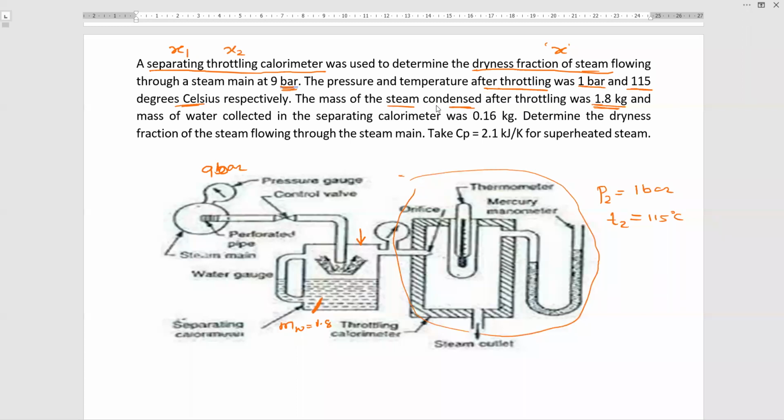That value is given. Clearly it is given: this is the mass of steam, 1.8 kg. But he has given one more line. Next line, what has he given? Mass of water collected in the separating calorimeter. In that case, it is 0.16. So this value is 0.16.